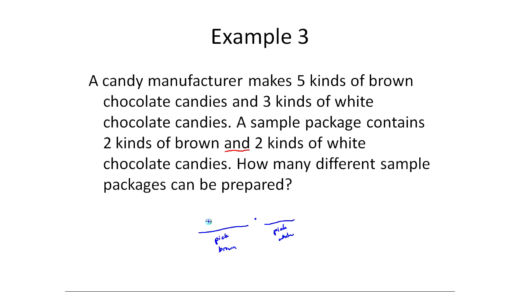When I think about the brown chocolate candies, there's 5 to pick from. It doesn't matter which 2 I pick. I just need 2. They're all the same. So a combination of 5, 2. And so I multiply. Same idea, combination of 3, 2. Okay, so if you calculate this on your calculator, you should end up with a total of 30.